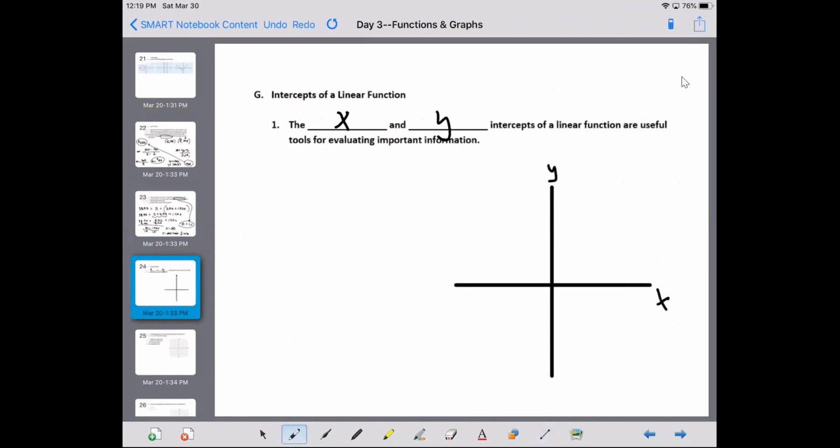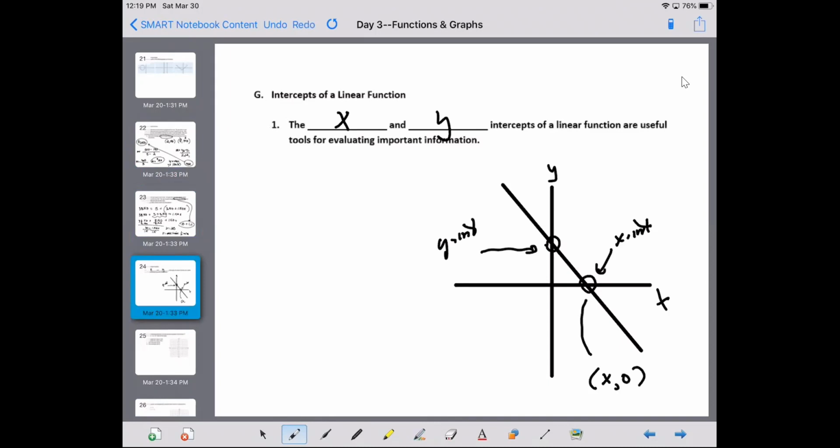And you have a graph. This would be considered your x-intercept, and this would be considered your y-intercept. Notice it's the points that cross the x and y axis. Now your x-intercept is going to look like this. It has some x value and the y value will be 0.